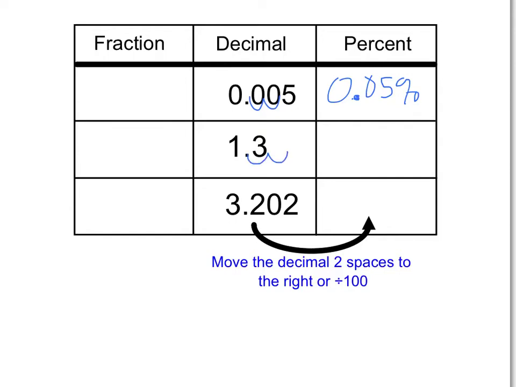1.3, just move that decimal point. It's 130%. When they look funny here, they're going to look funny over here too. Like this one's extra small, this second one's extra big, this third one's going to be big and have a decimal point, 320.2%.